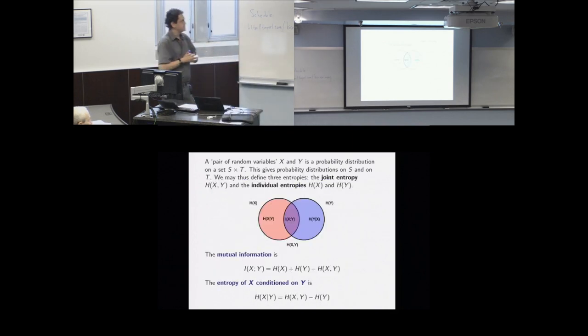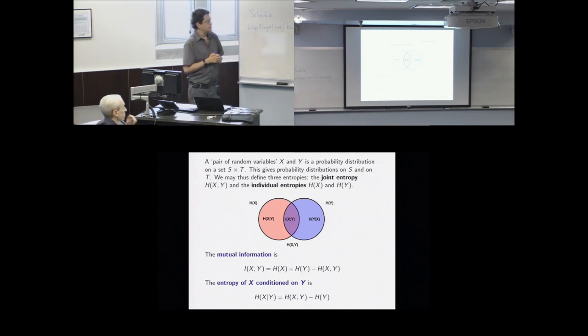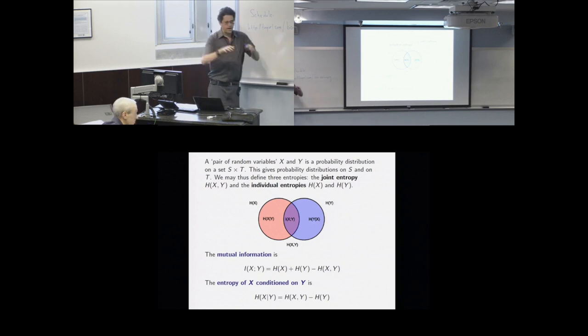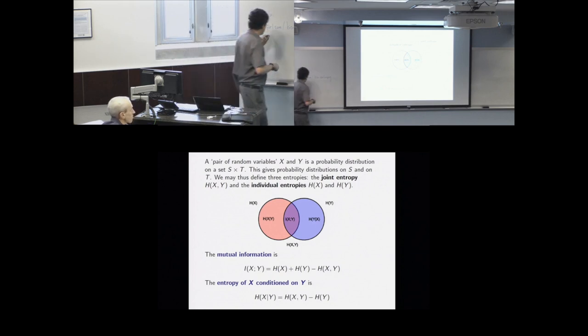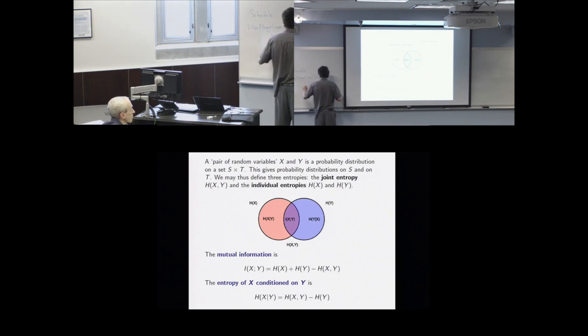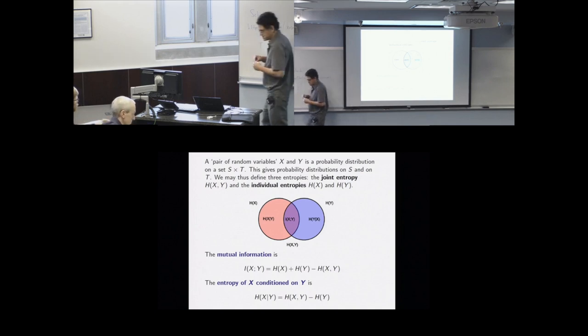So the idea is to think of probability distributions in a slightly different language as random variables. So if somebody talks about a pair of random variables, X and Y, all they really mean is a probability distribution on a product of sets S and T. So the first random variable you think of as being valued in the set S and the second one in the set T. So if you have a probability distribution on a product of two sets, then you can project it down to either one of the two sets. And so you get two probability distributions, one on S and one on T.